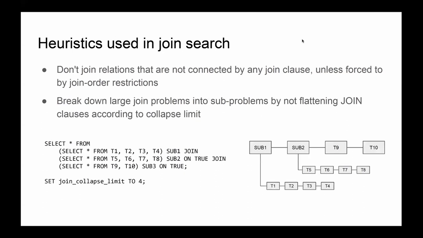Heuristics used in join search. As we said, we don't join relations that are not connected by any join clause unless forced to by join order restrictions. And also for large join problems, we try to break them down into sub-problems according to some collapse limits. For example, here we have a query and we have 10 tables joining together. By setting the join collapse limit to 4, we can break it down into sub-problems that are no more than 4-way joins, and then we can handle each sub-problem independently.